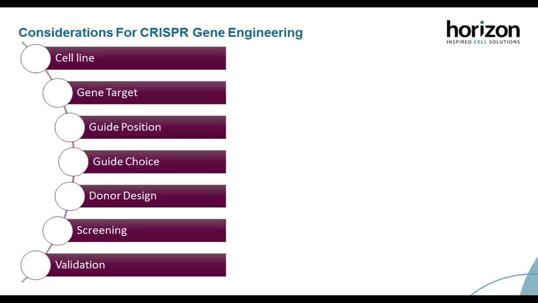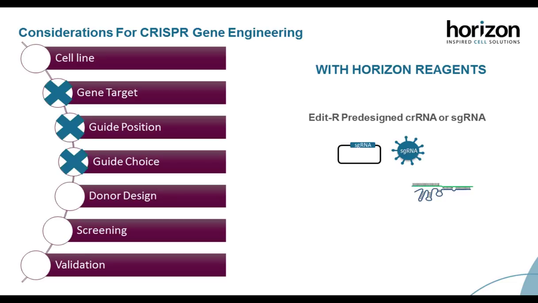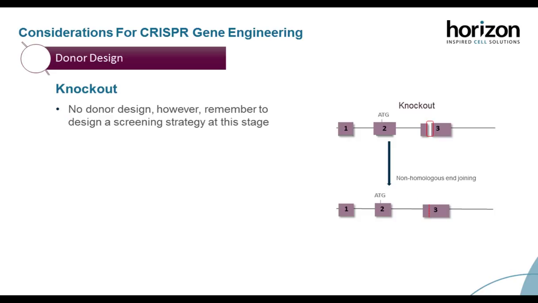Now that you have your guide RNA designed, the next consideration is the donor design. For a knockout, you obviously don't need a donor design. However, it is a very good idea to think at this stage about the screening strategy you're going to use for your knockout. For your knock-in, you have to consider a donor design, and there are a number of considerations. Mainly, as I'm going to say again, your guide RNA cut site should be as close as humanly possible to the knock-in location, the area that you want to modify. Another consideration is to incorporate a screening strategy into your targeted population.